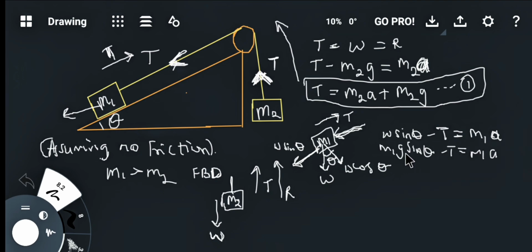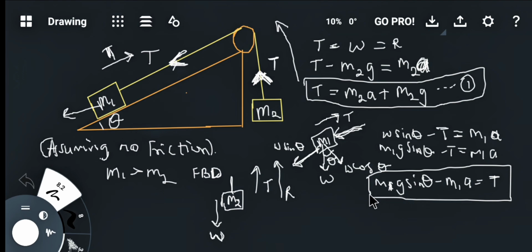m1 times a. So if I make T the subject of the formula, we can see that m1g sine theta minus m1a is equal to the tension T. So that's it, just moving things around. m1a comes over here, minus T goes to the other side, and that is what we have. So this is the tension for the case where m1 is greater than m2.